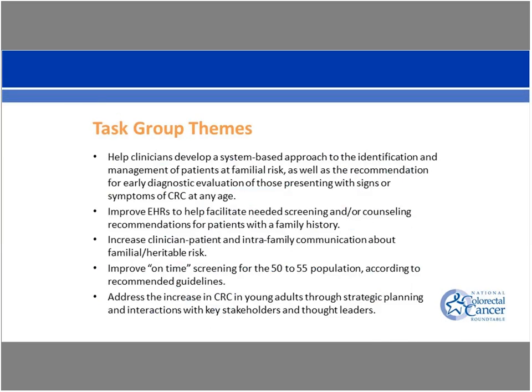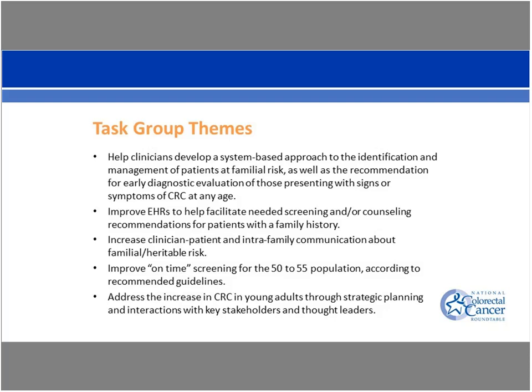Now, our task group themes have included helping clinicians develop a system-based approach to the identification and management of patients at familial risk, as well as the recommendation for early diagnostic evaluation of those presenting with signs or symptoms of colorectal cancer at any age; to improve electronic health records to help facilitate needed screening and/or counseling recommendations for patients with a family history; to increase clinician, patient, and intrafamily communication about familial and inheritable risk; to improve on-time screening for the 50 to 55, and perhaps now 45 to 55 population according to recommended guidelines; and to address the increase in colorectal cancer in young adults through strategic planning and interactions with key stakeholders and thought leaders. These themes have served as a guide for the work of the task group since its inception.